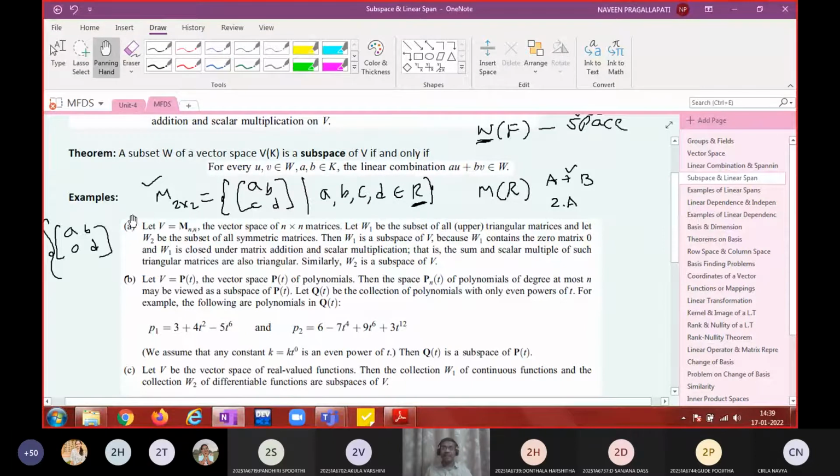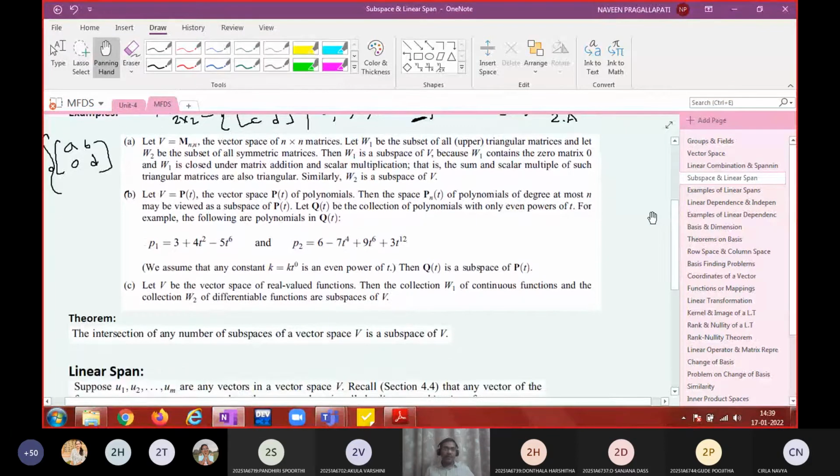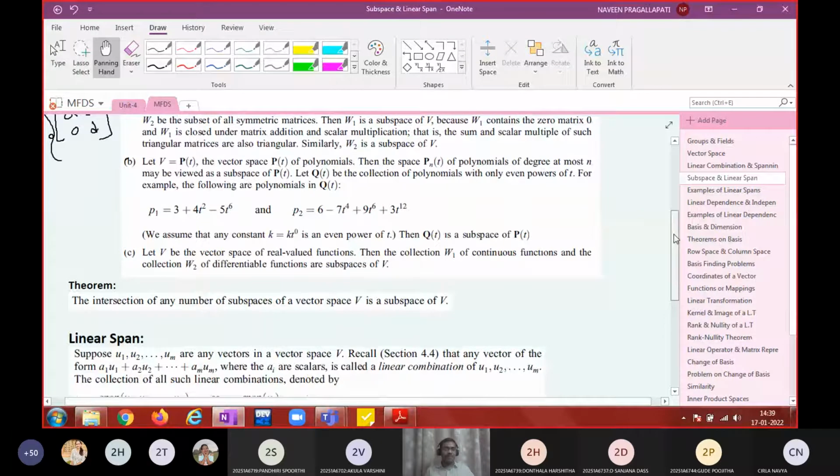The set of triangular matrices which are upper triangular as well as lower triangular also forms a subspace of the given vector space of matrices of order 2.